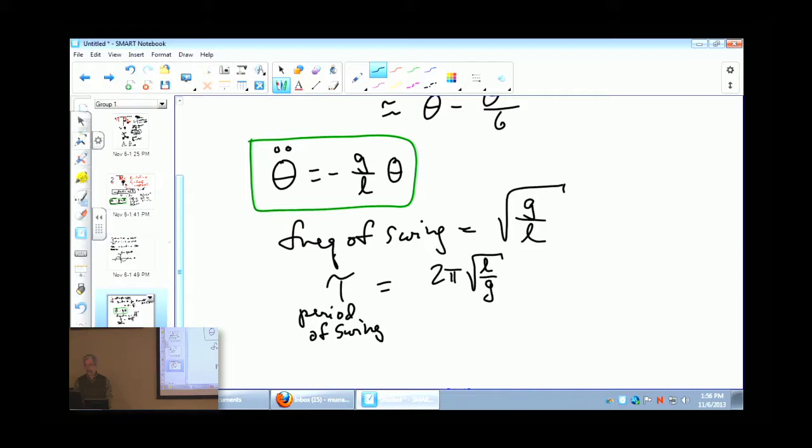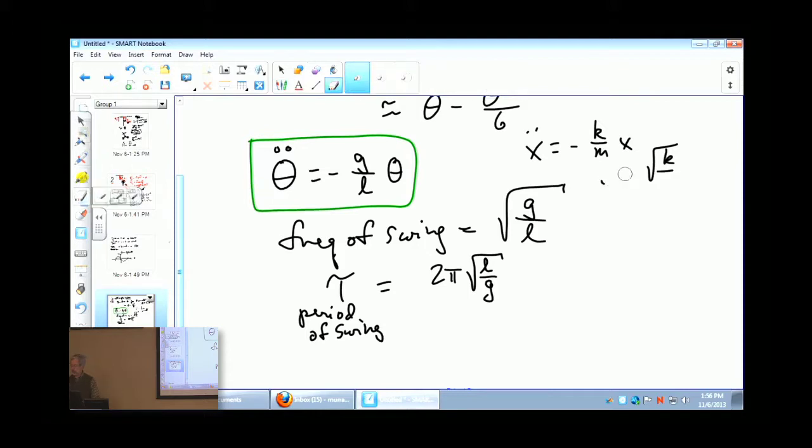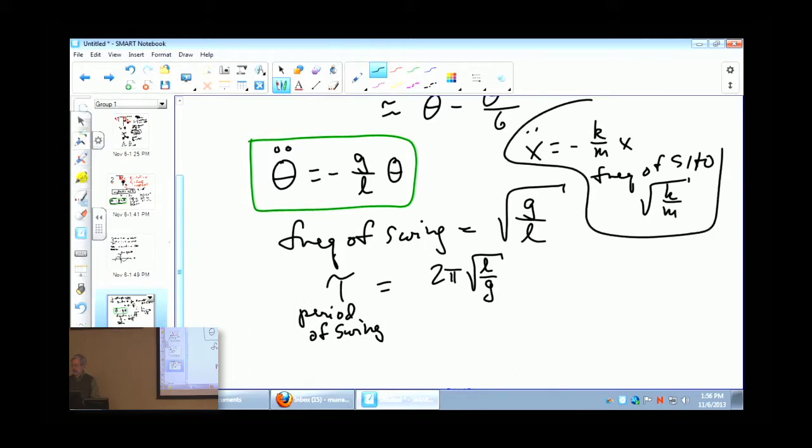How come you take the square root? Because if you remember from the simple harmonic oscillator, x double dot is minus k over m times x, and the frequency of the simple harmonic oscillator was root k over m. It's mathematically the same. The second derivative of something is equal to negative some constant squared times that something. So we've got x and x double dot before. Now we've got theta and theta double dot, and we just have this constant.